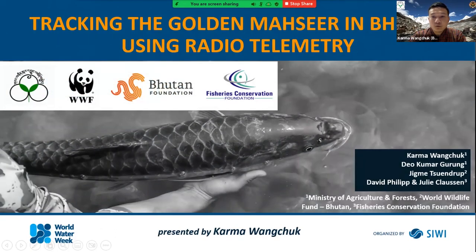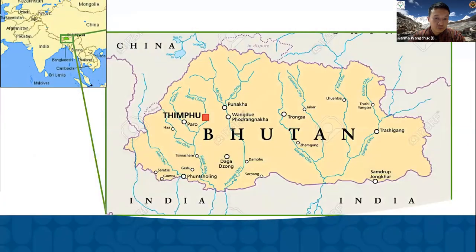Hello, everyone. I'm Karma Wangchuk from Bhutan, and I will be talking about our work on studying the migration of this iconic fish species in Bhutan called the golden mahseer, and why protecting and maintaining swimways, an important migratory route, is important. So Bhutan is a small country in the eastern Himalayas between India and China.